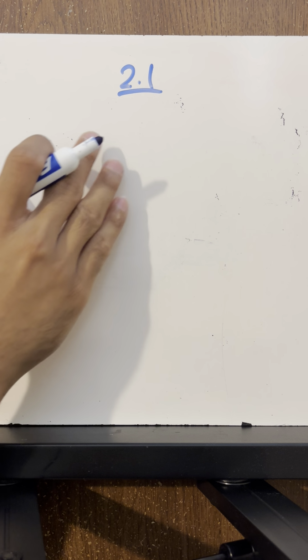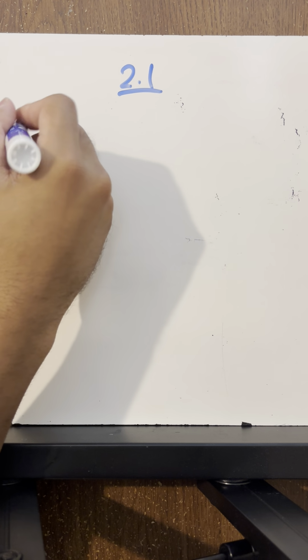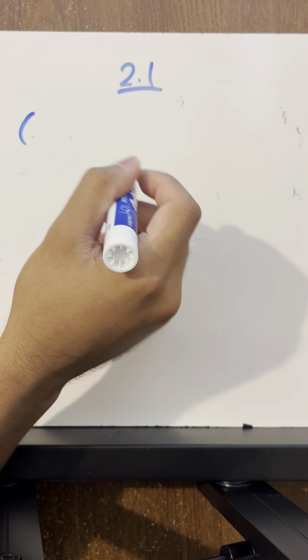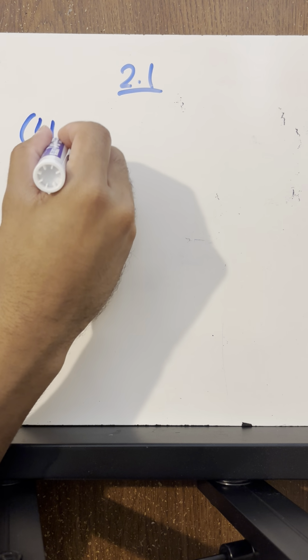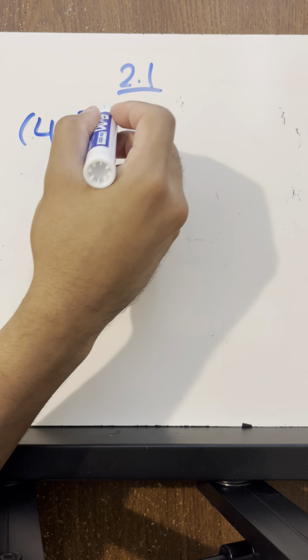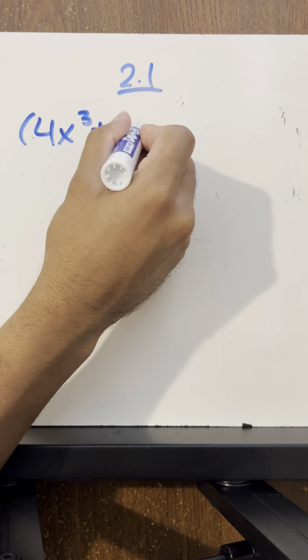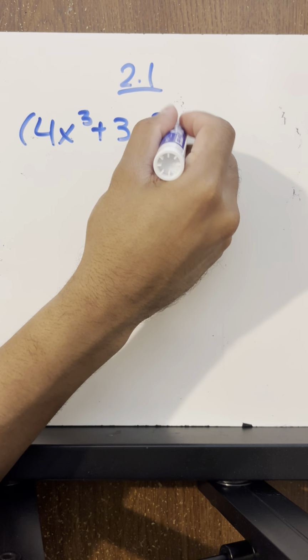All right, let's go and take a look at something else. Let's go and take a look at adding and subtracting polynomials. Right, so to add polynomials, what this would look like is something like 4x to the third plus 3x squared plus 5.